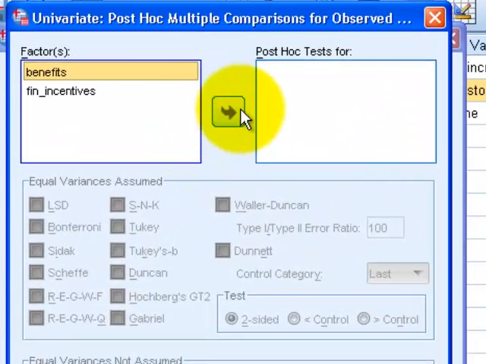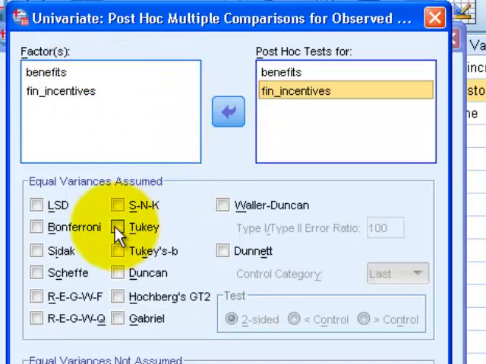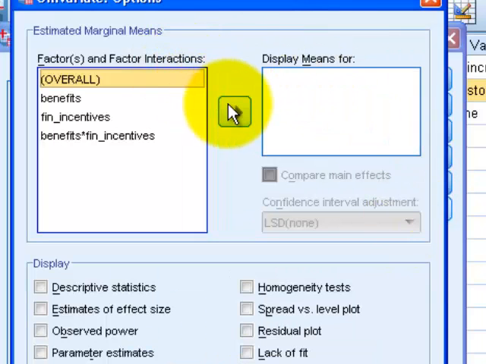Post hoc, we should probably do a post hoc, right? There's at least 3 levels. That means we can run a Tukey test. Again, if you only have 2 levels of an IV, don't run a Tukey test because you need at least 3. Okay, so continue. And options.